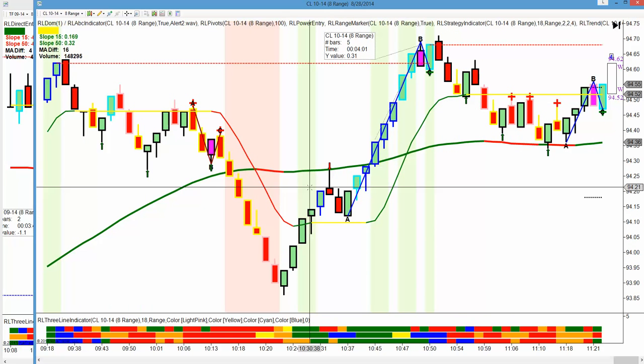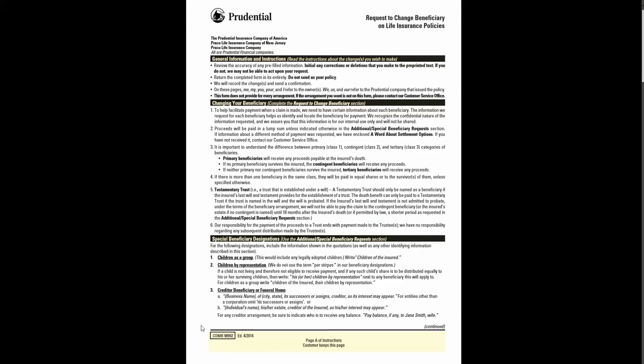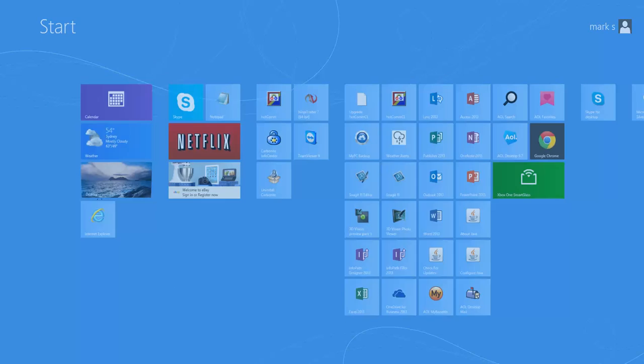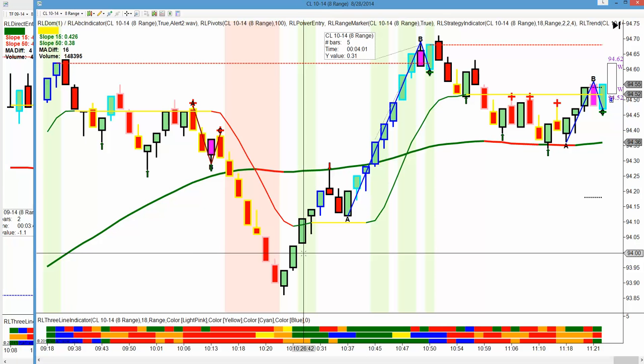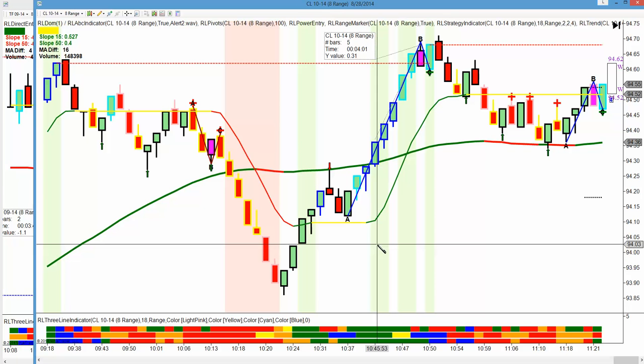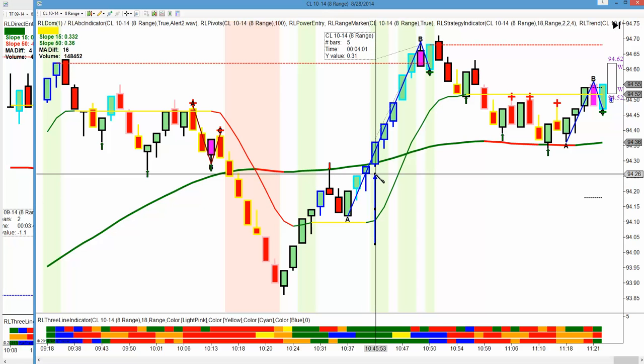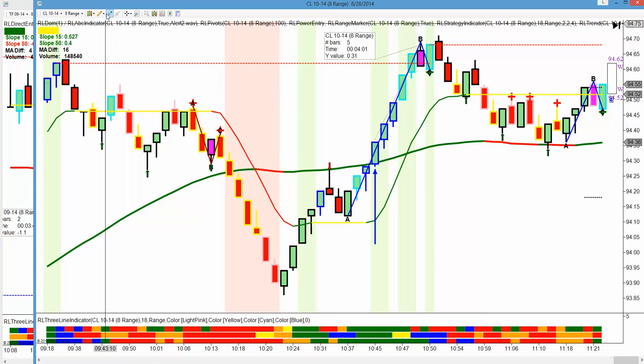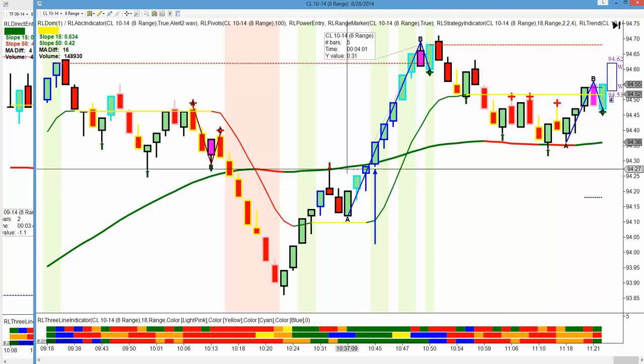But then, whoops, it's my life insurance policy again. Then we had this beautiful move to the upside. Now, we already had two winners, so we did not take this trade. But that was a perfect break to the upside.